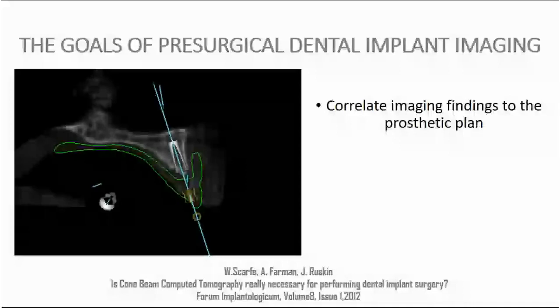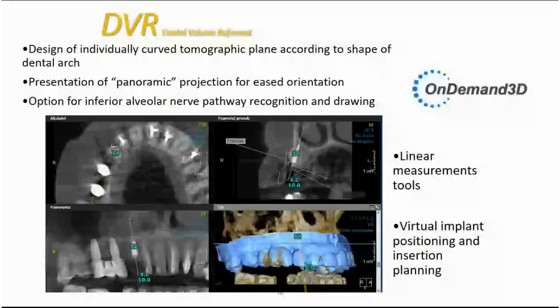And that's why the possibility to correlate imaging findings to the prosthetic plan is a really important thing, because at the very beginning, we will be able to understand and to correct our actions to the prosthetic result we would like to have at the end of our procedure.